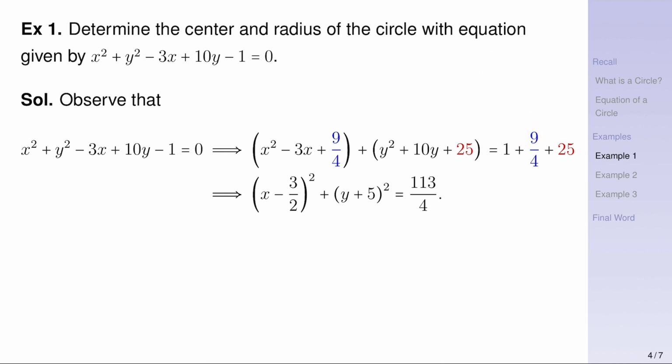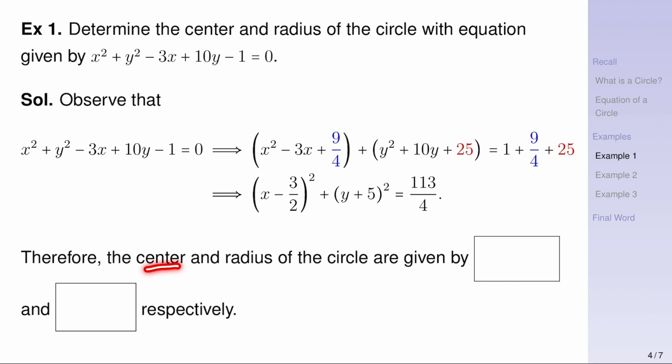And once you have this, we can now determine the center and the radius of the circle. That is given by, first for the center, the point with coordinates 3, 2, which came from this one, and negative 5, since this one can be written as y minus negative 5. So that is the center of the circle. For its radius, just get the square root of this one to obtain the square root of 113 over 2.